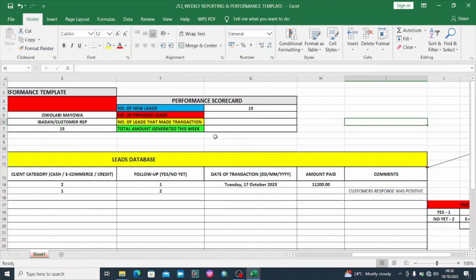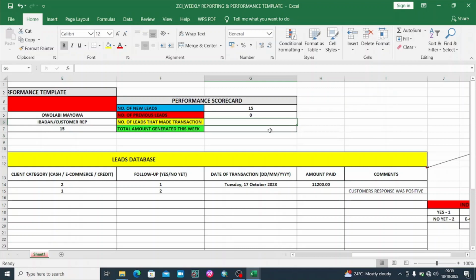Now for this one, I'm doing it for the first time, so I will not have any previous leads. My previous leads will be 0, or you put nothing there. We will know automatically that there are no previous leads, you are just starting your reporting. So for everybody else, aside from people that have already started reporting, your previous leads will be 0.